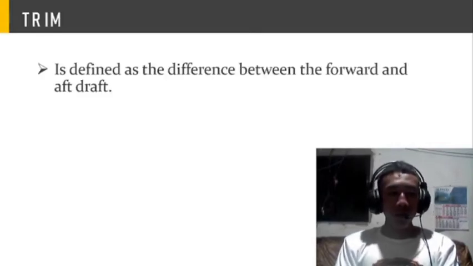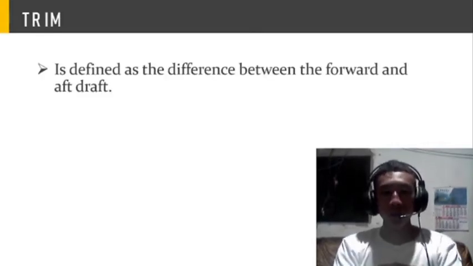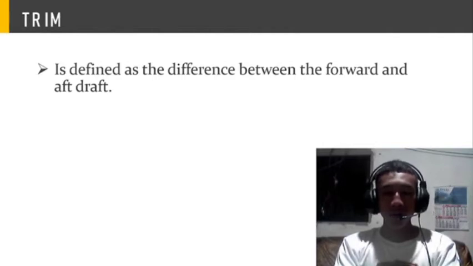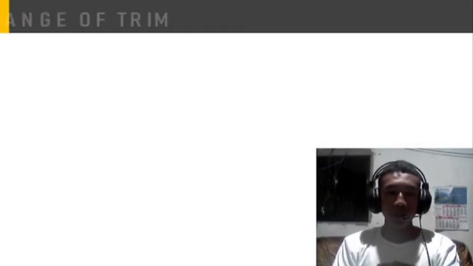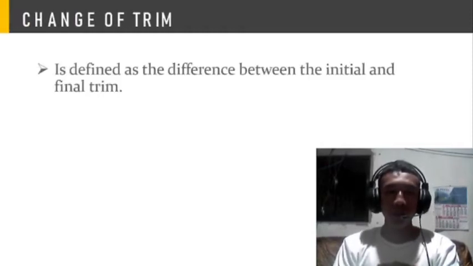The trim of the ship describes its flotation position in the length direction, namely whether the bow or the aft of the ship is more deeply submerged in the water. The trim can have a significant impact on the vessel's energy demand for propulsion during sailing. Next, change of trim is defined as the difference between the initial and final trim.